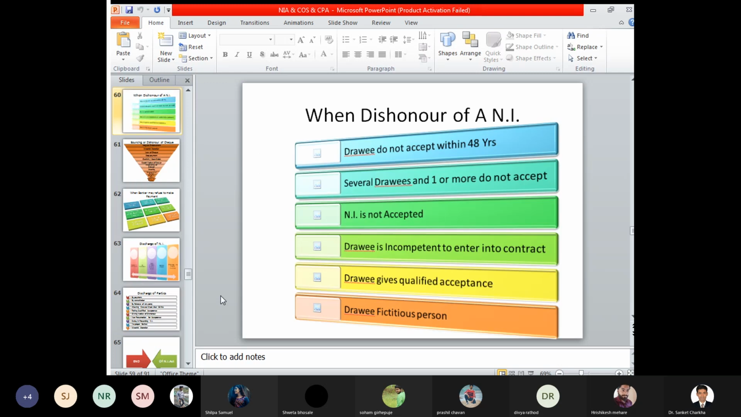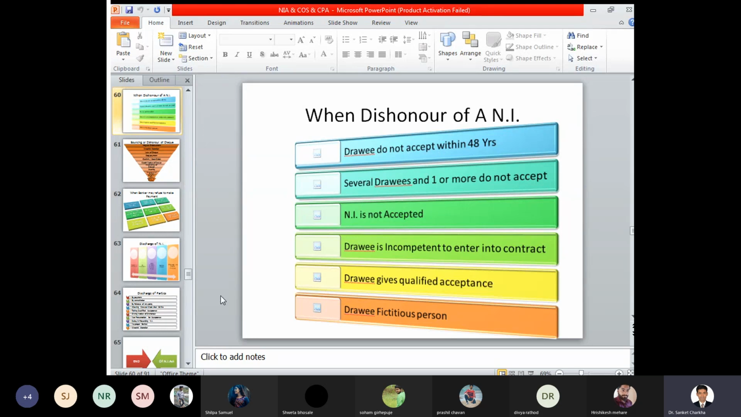Now moving towards the last concept, that is the understanding of when a negotiable instrument can be dishonored. Dishonored in the sense that any of the parties is not accepting the negotiable instrument in a specific period of time, and you cannot get the payment for that negotiable instrument.